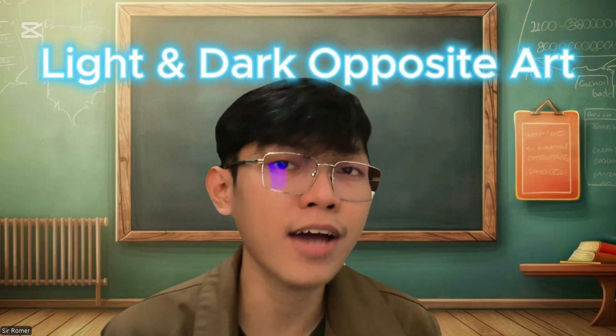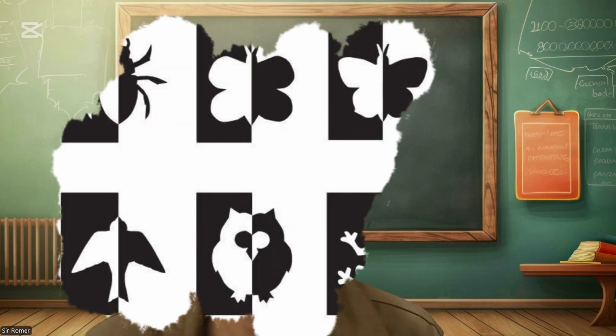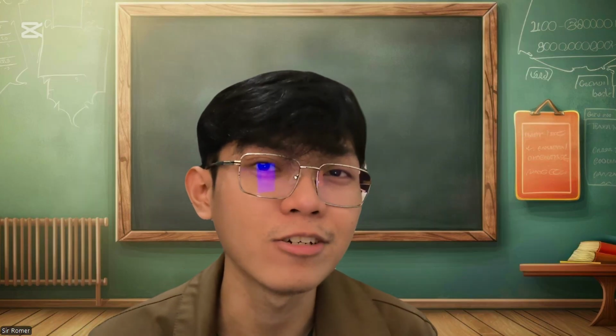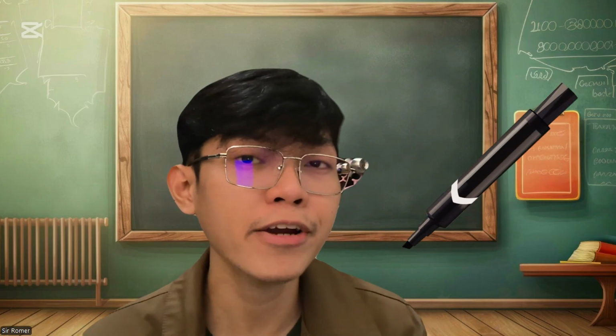Now that we've discussed contrast, I want to show you the artwork you'll be creating this week. It's called Light and Dark Opposite Art. This art activity will help you practice value contrast by applying the idea of opposite values. For now, prepare these art materials: white drawing paper, pencil, ruler, black marker, or pen.